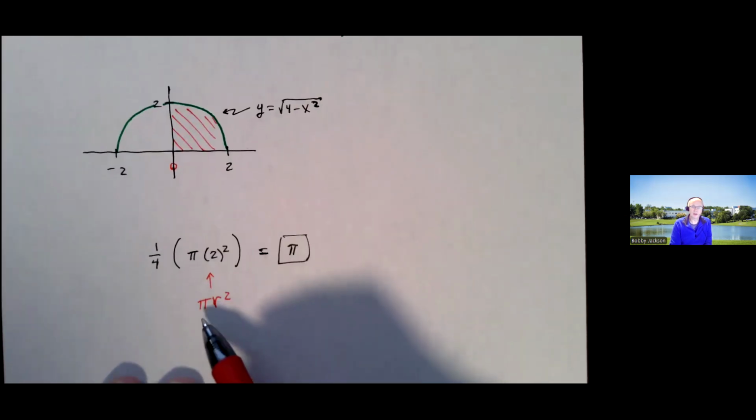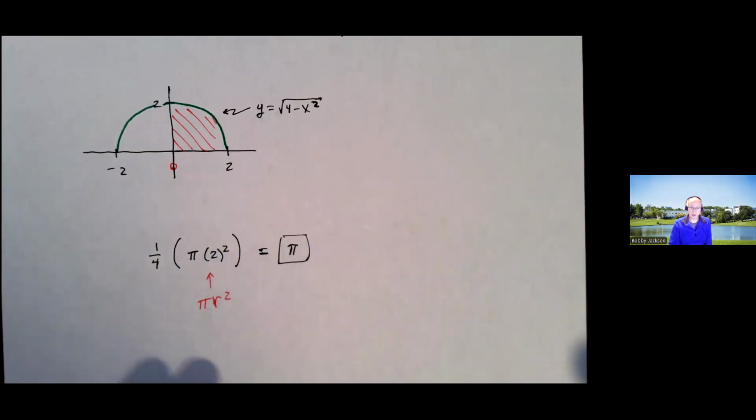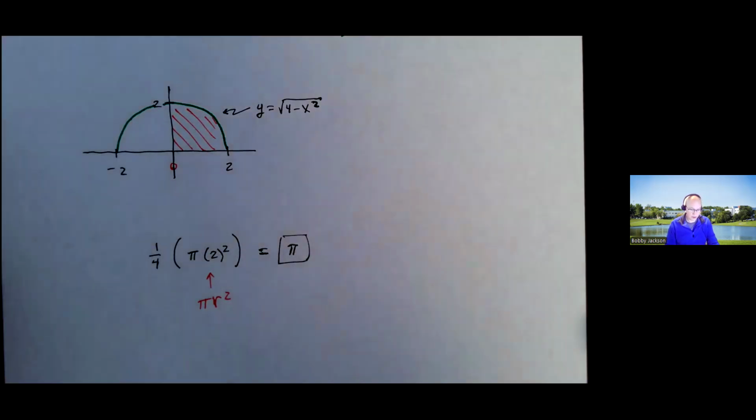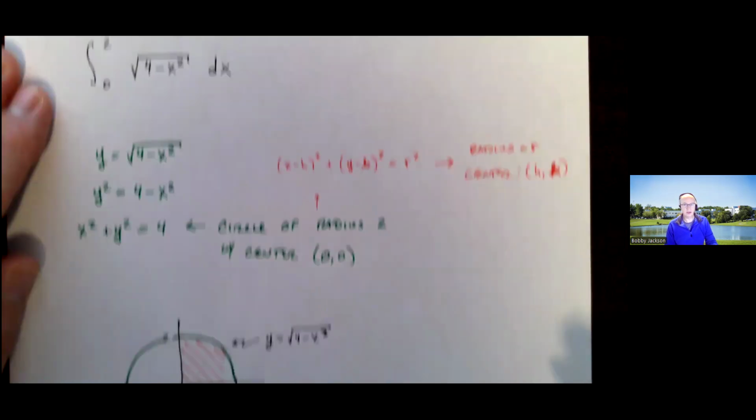And what's the area of a circle? It's pi times the radius squared. Our radius is 2. I get 1/4 times 4 pi, which is pi. So the value of this definite integral from 0 to 2 is pi.